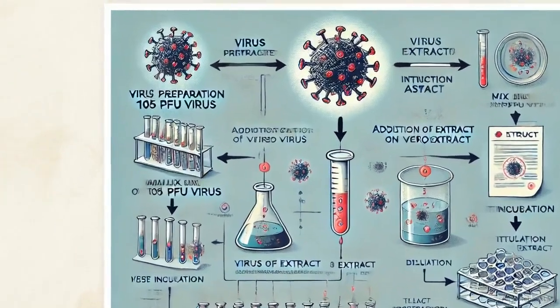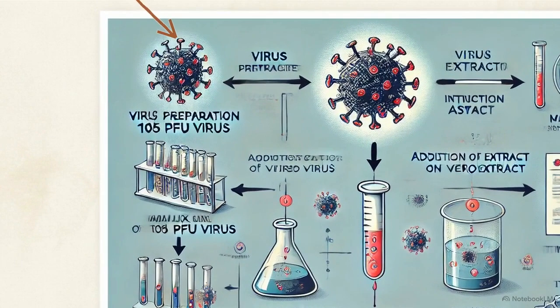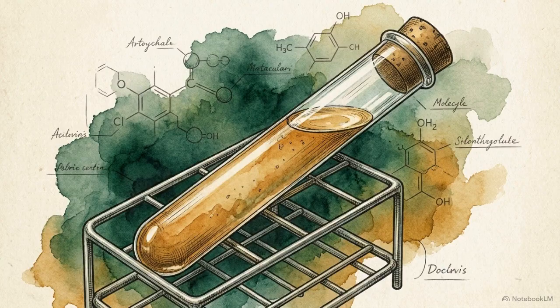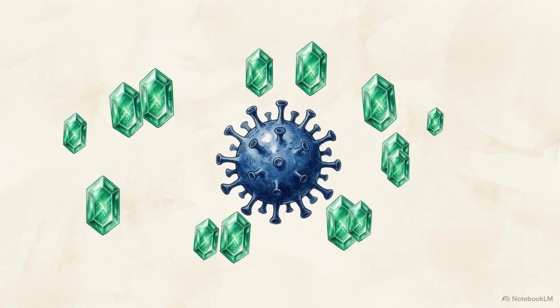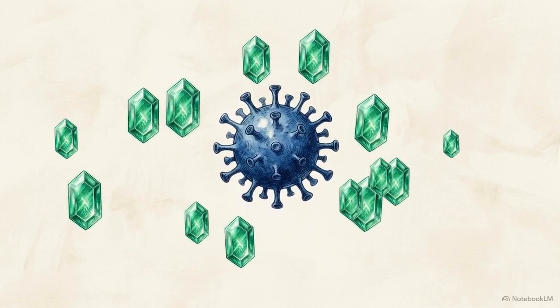Step 1 begins here, at the top left. We take a standardized sample of the virus, 10 to the 5th plaque-forming units, and mix it directly into a test tube with our natural extract. The logic here is straightforward. We need to expose the virus to the potential medication, while the viral particles are freely floating in the solution, completely independent of any host cells.